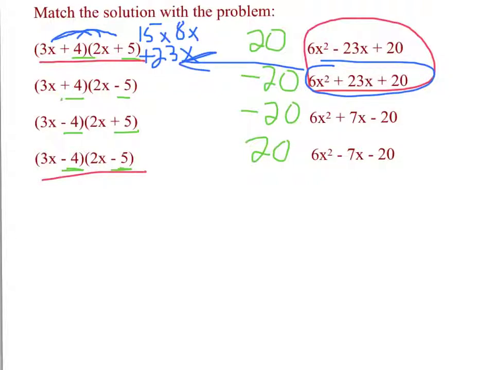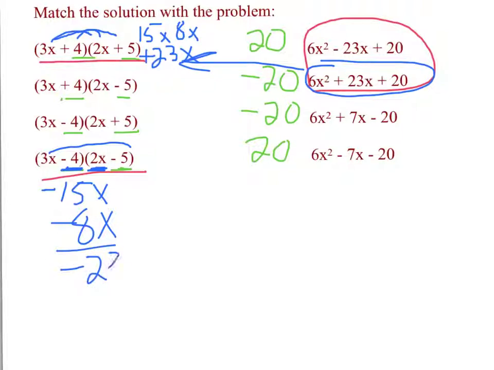Now let's check this quick. So this times 3x multiplied to 5 is negative 15x, and negative 4 multiplied to 2x is negative 8x, and if I add that up, that's negative 23x. So this one will match here.